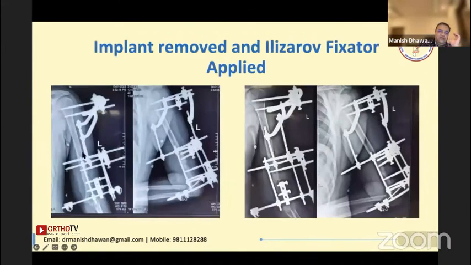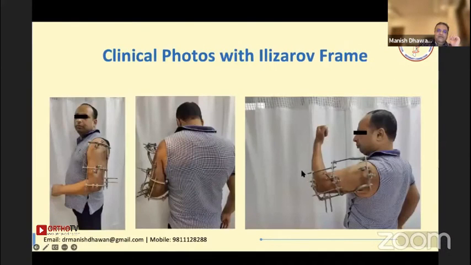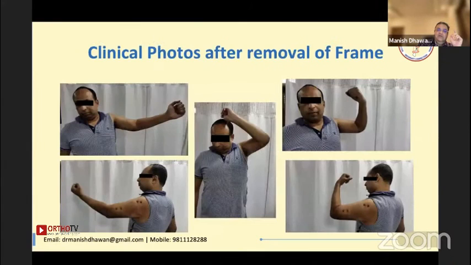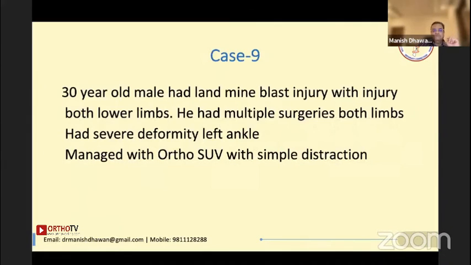So I removed everything, just compressed at the fracture site. And you can see this is the frame. And you see the union. This is the X-ray of the day when I removed the frame. It's after removal of frame immediately. Now his elbow movements have improved and have become almost normal. This is the day I removed the frame.